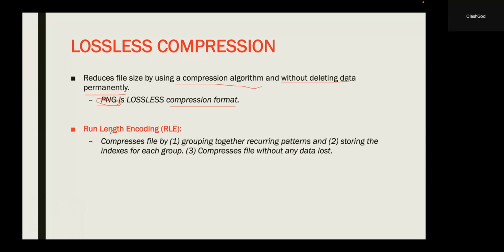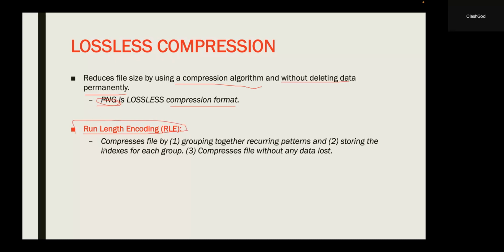Now, this is very important. This thing called run length encoding is a compression algorithm that can be used to do this lossless compression. So you can use this method to reduce file size without deleting any data permanently. So this is a compression algorithm. Very important, and we're going to look at how it works, and we're going to look at an example as well later. So first, let's take a look at the definition here.